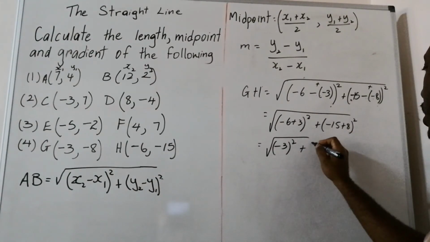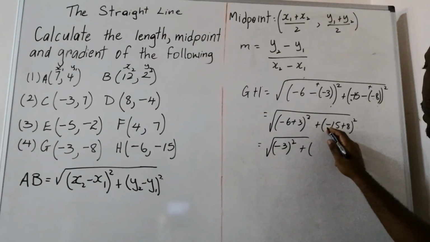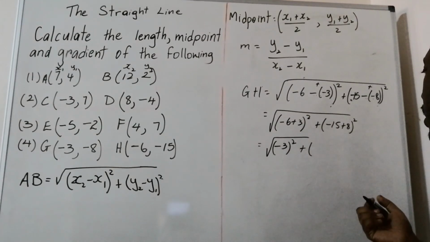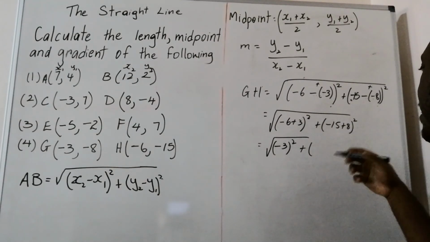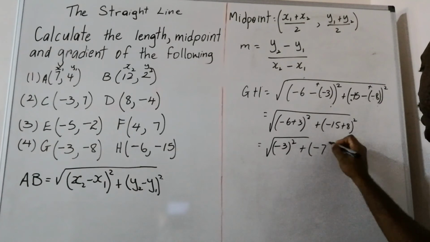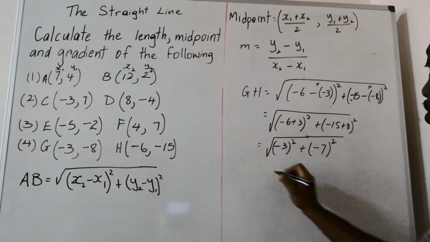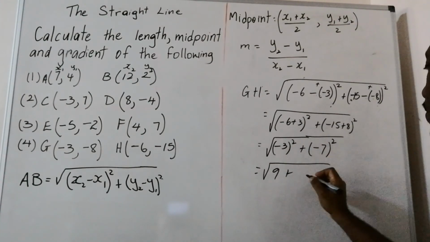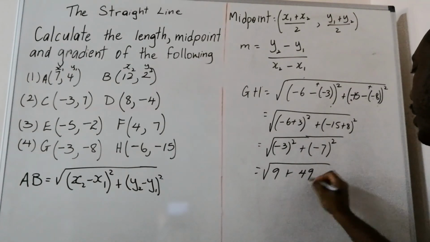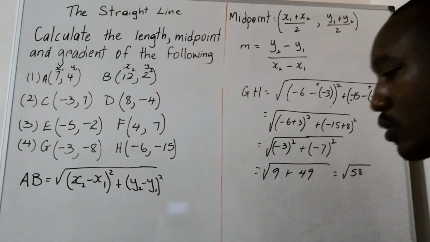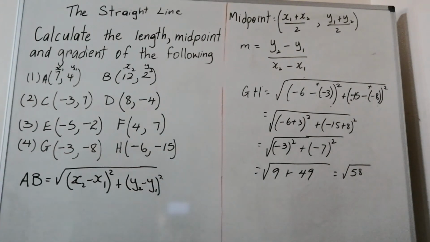And the same here: plus negative 15 plus 8. Since the 8 is positive and the 15 is negative, we subtract, and the answer takes the sign of the bigger number. So we will have negative 7 squared. So negative 3 squared is 9, plus negative 7 squared is 49, and we will add that up. We will have the square root of 58. So just check your calculators and find the square root of 58.